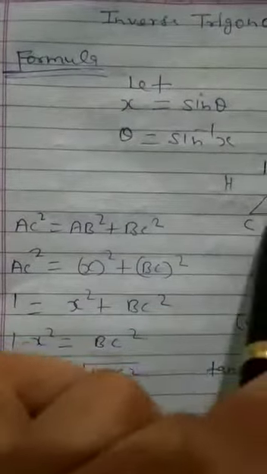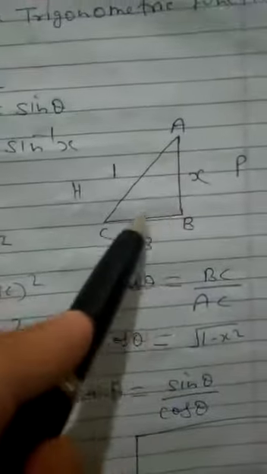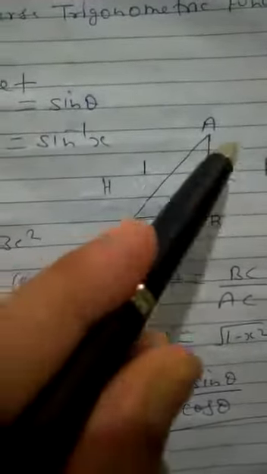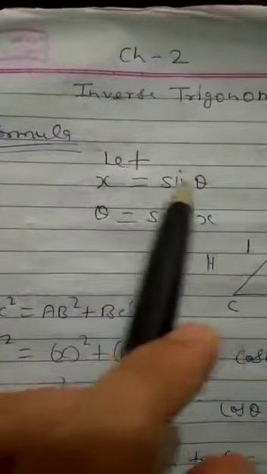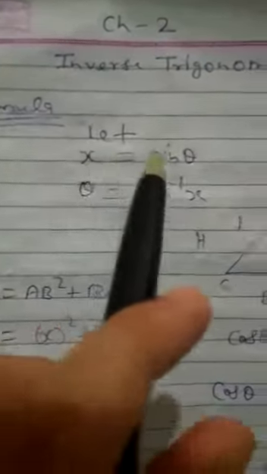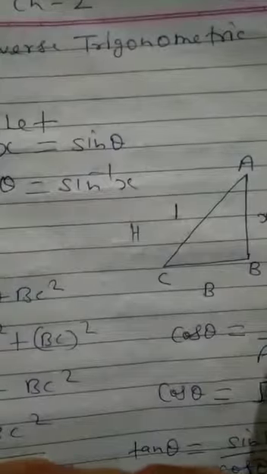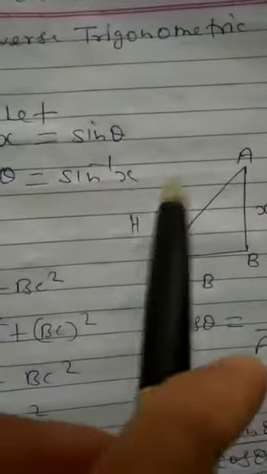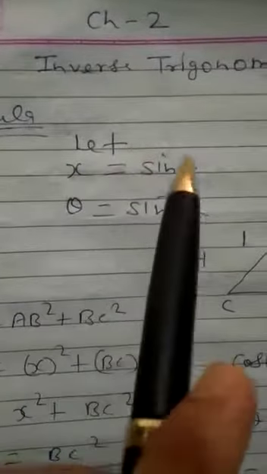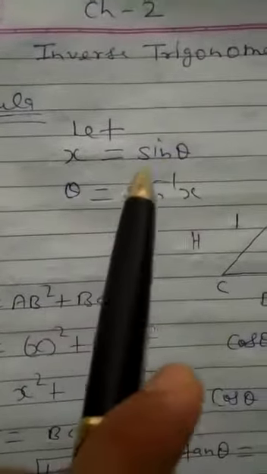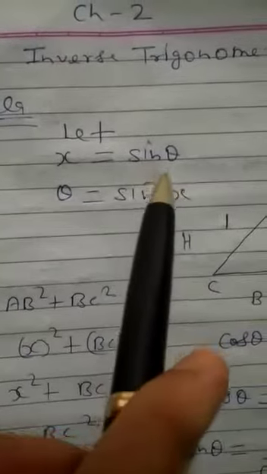This is the right angle triangle ABC. Now let x is equal to sin theta. You know that sin theta is equal to perpendicular upon hypotenuse. Since x is equal to sin theta, theta is equal to sin inverse x. This is the formula of inverse.